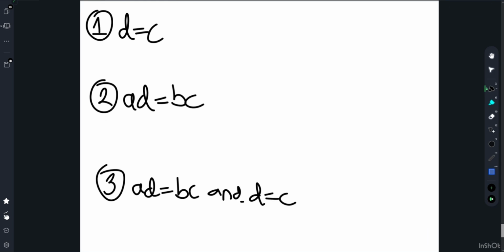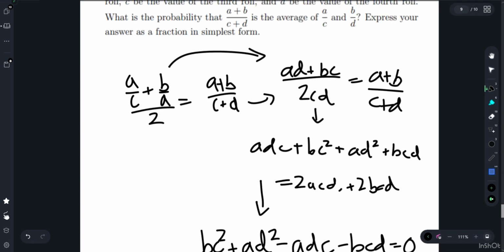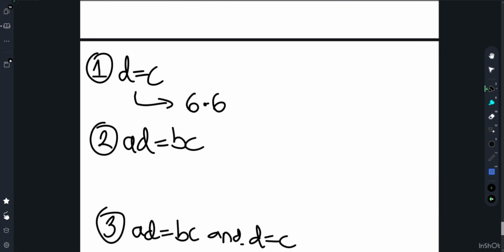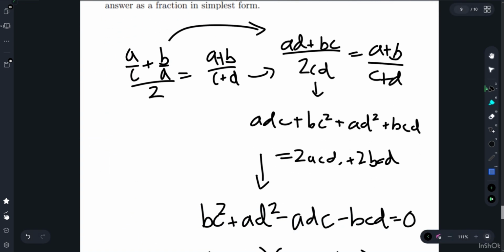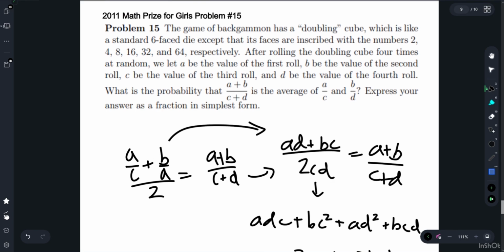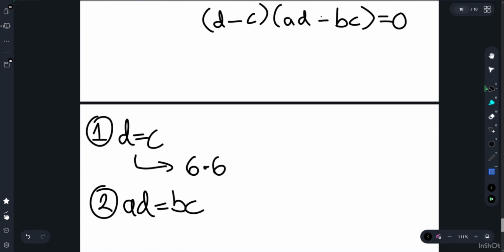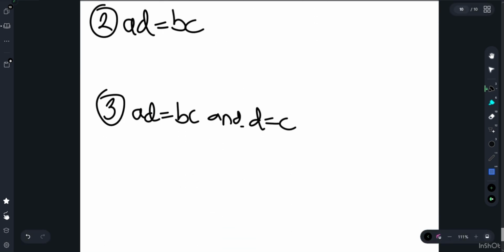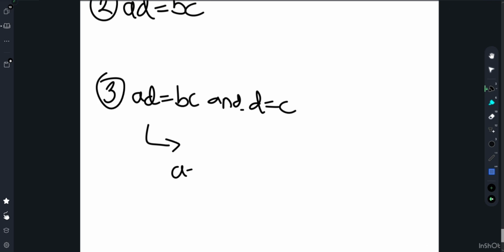Alright, so first let's solve cases 1 and 3. If D is equal to C, A and B can be any number out of the 6. So 6 times 6. And realistically, D and C have to be equal, but they've never said anything about them not having to be equal to A and B. So there's another 6 cases for C and D. This gives us 216 ways. Now for case 3, if D is equal to C, that means that A is equal to B and D is equal to C. This results in 6 times 6, which is 36.